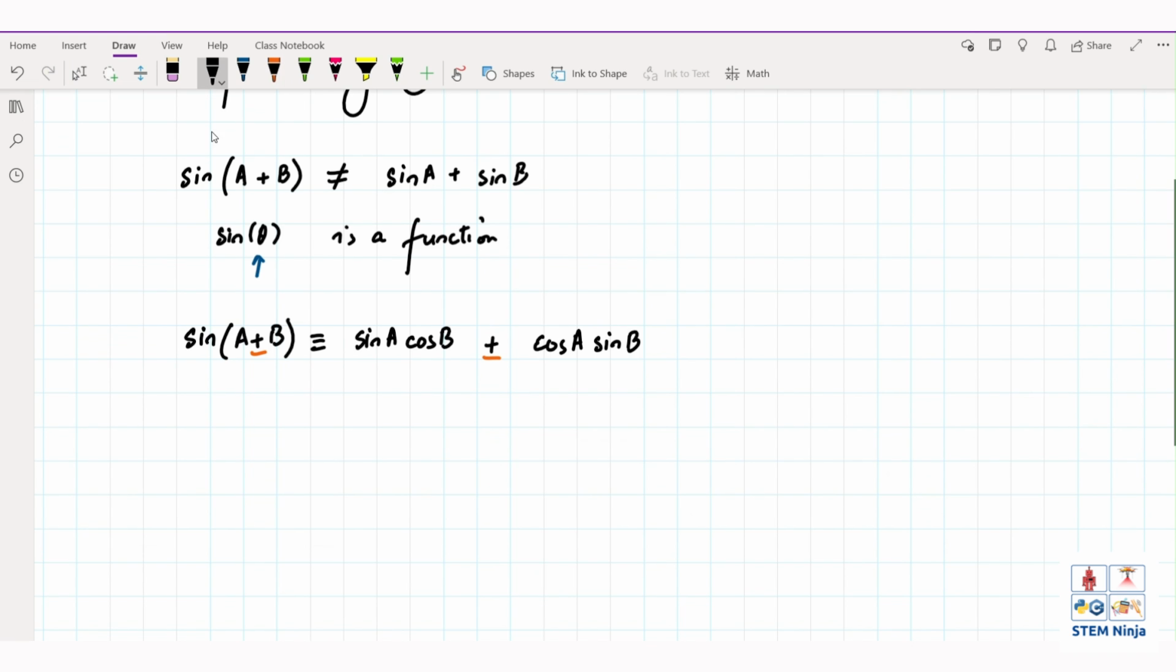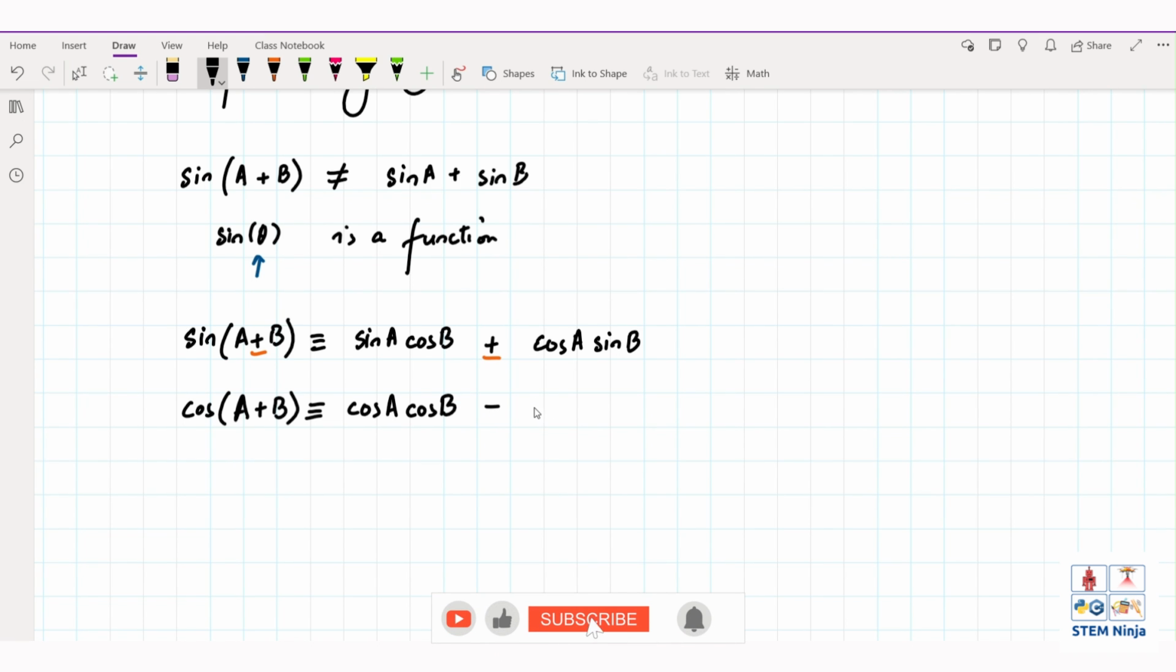Similarly, when we have cosine A plus B, this goes like cos of A times by cos of B, negative sine of A sine of B. And if the sign in the middle is negative, we will have the opposite sign on the other side of the identity.